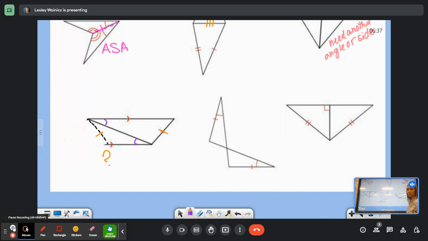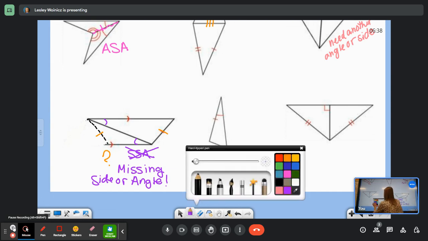Okay, so this is why we can't use side-side angle. This is side-side angle, and it does not work. So we're missing another side or an angle.